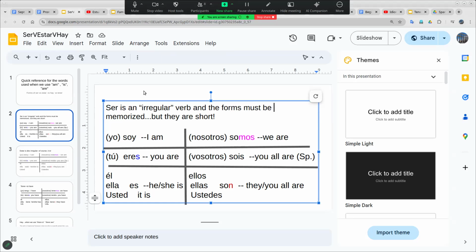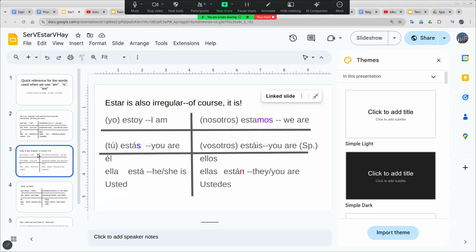Ser. Soy. Es. Eres. Es, meaning you're talking about somebody else, but only one person. Es, right? Somos. It means I am not by myself. It means I have people with me, right? I'm in a group. Somos, we are, right? Sois, we're going to skip over. That's only in Spain. They are son. Or the plural, you guys, ustedes, son. Okay. So those are all the forms of ser.